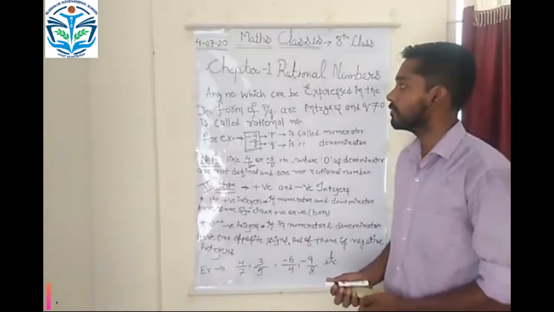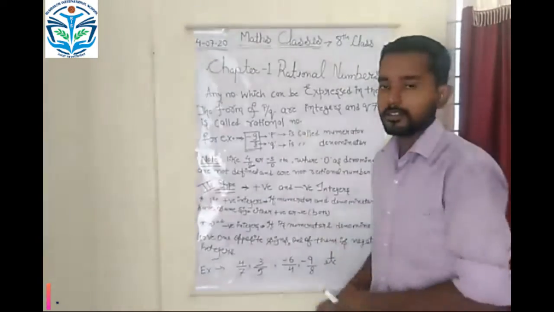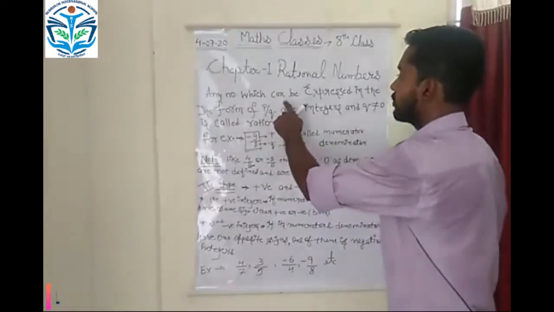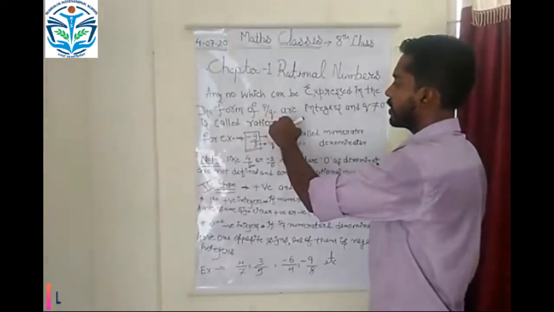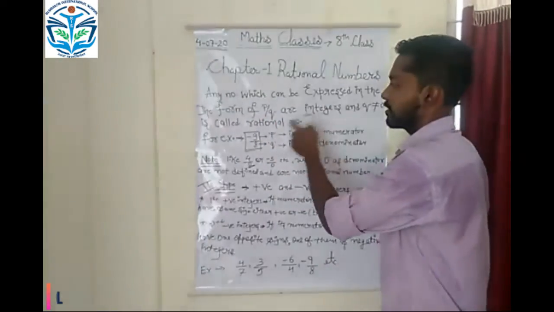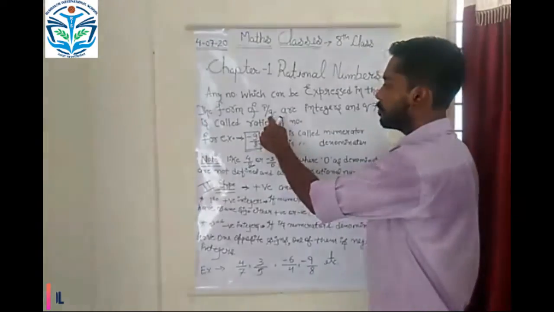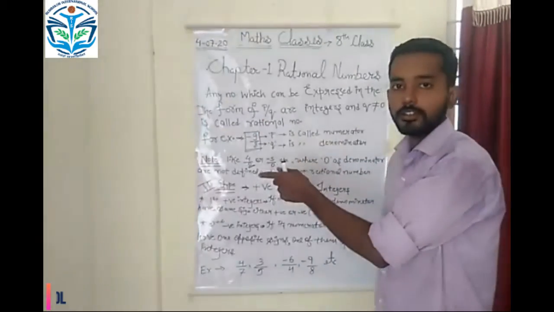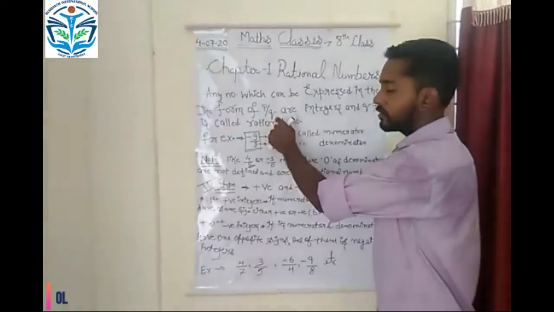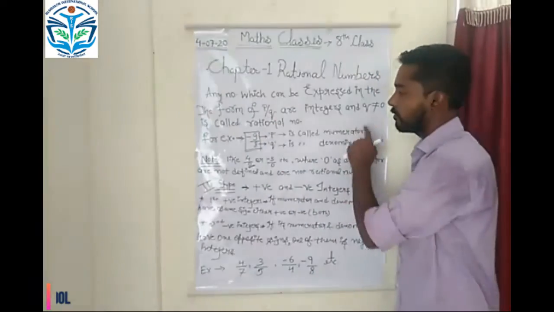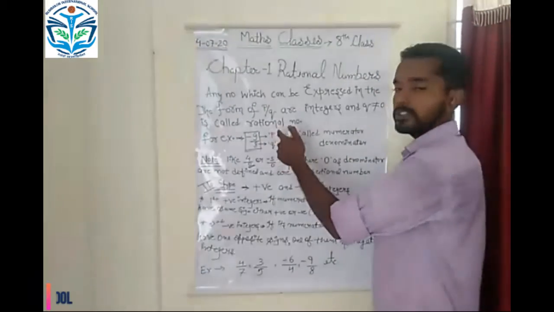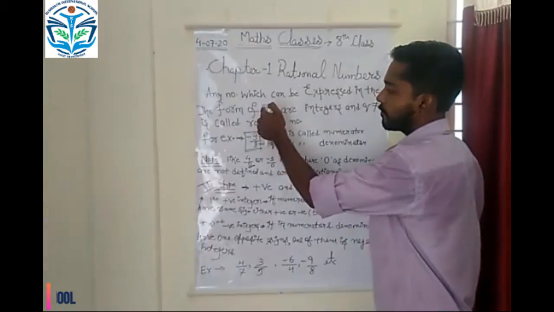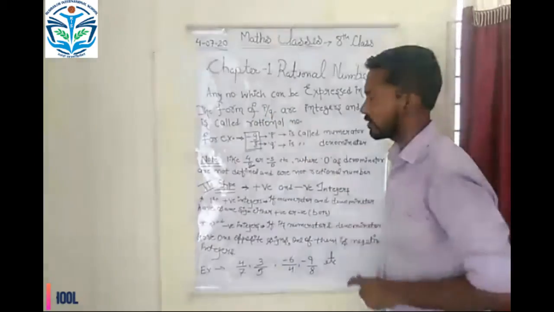So, first of all, what are rational numbers? Any number which can be expressed in the form of p by q is called a rational number, where p and q both are integers, and q is never equal to 0, it is always greater than 0. So any number which is represented in the form of p by q is called a rational number.